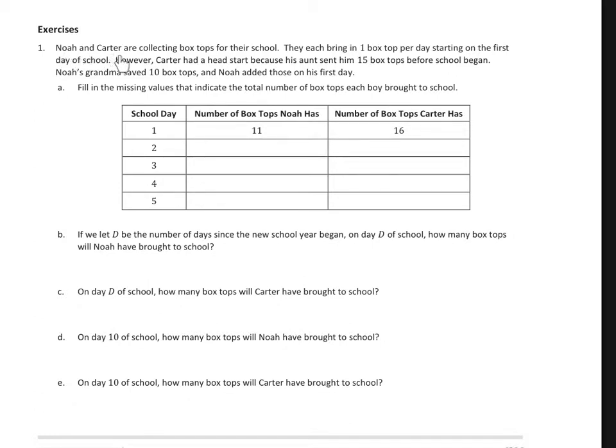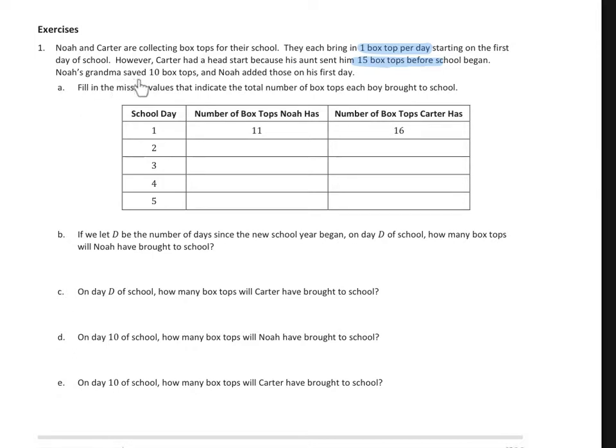Noah and Carter are collecting box tops for their school. They each bring 1 box top per day starting on the first day of school. So we're given some information here, right? They're doing 1 per day, so they're growing by the same rate. All right. However, Carter had a head start because his aunt sent him 15 box tops before school began. So it looks like he had a 15 box top head start, right? I bet you that's going to be important information.